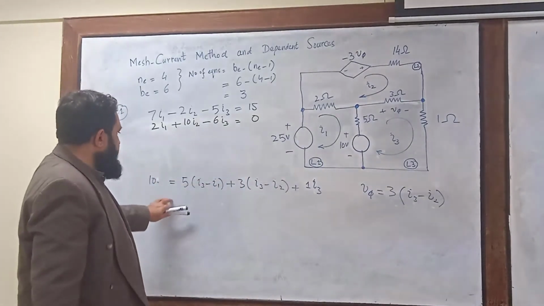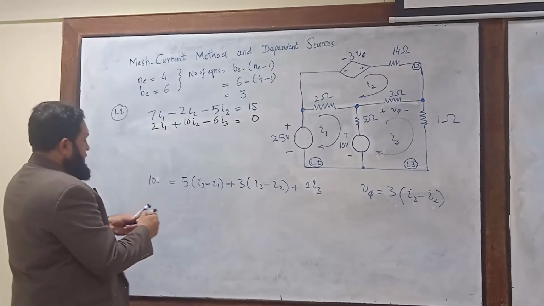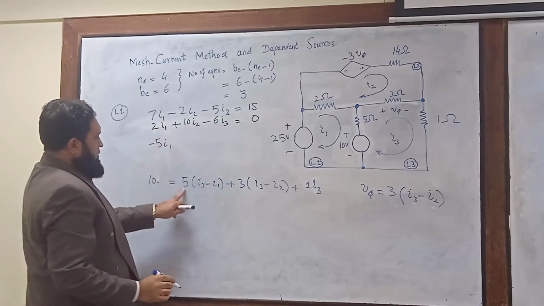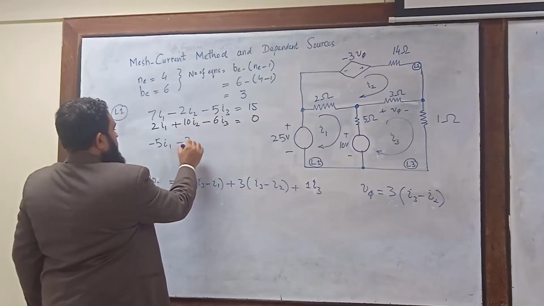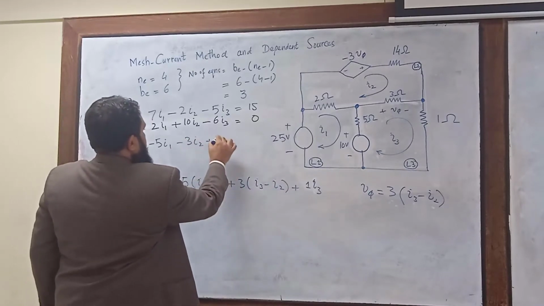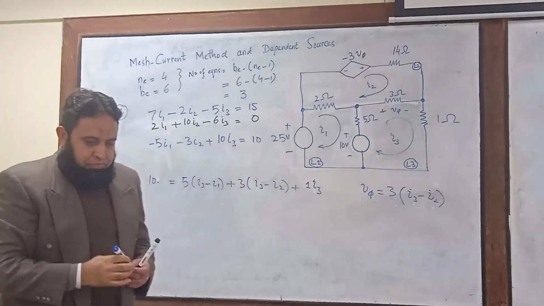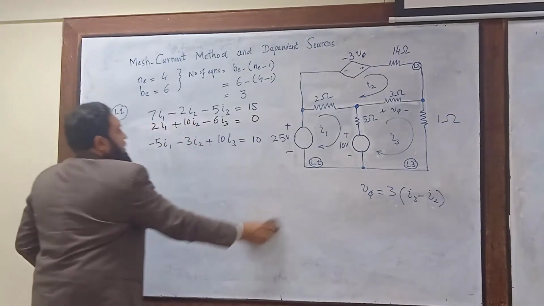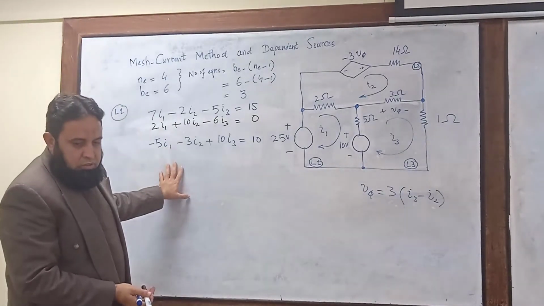Now come to equation number 3, the last equation. The simplified version of this equation is minus 5I1, minus 3I2, plus 5, 3, 8, 10, so 10I3 is equal to 10. Okay, so now we have 3 equations and 3 unknowns.